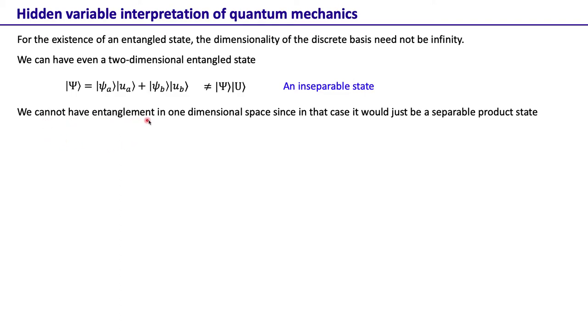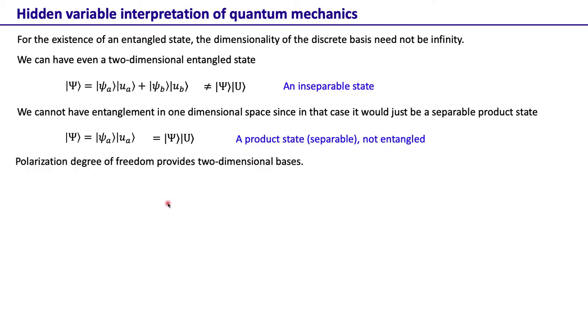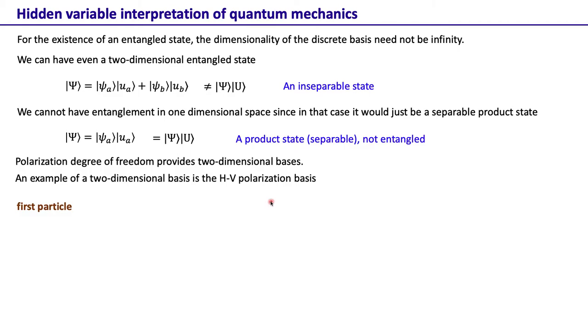Of course, we cannot have entanglement in a one-dimensional space, since in that case it would just be a separable product state. If it is psi a u a, then this is just a separable product state, so this is not entangled. Now let's have a concrete example of this two-dimensional entangled state. We know that the polarization degree of freedom provides a two-dimensional basis, and one example is the horizontal-vertical polarization basis. So using the horizontal-vertical polarization basis, let's try to write an entangled state.